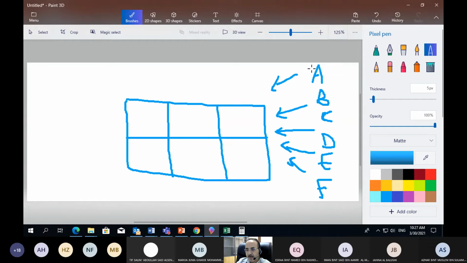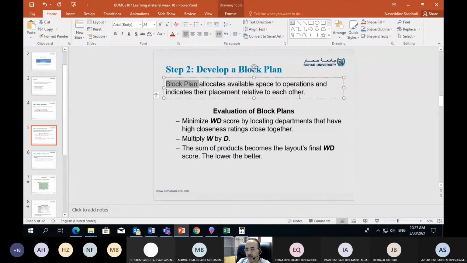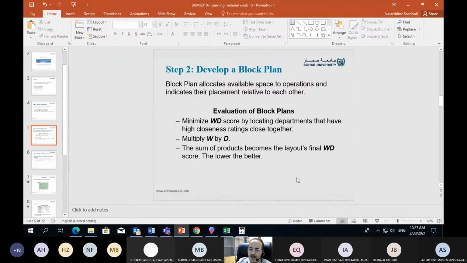These are the available spaces. These are the departments. My decision in coming up with a block plan is deciding where I'm going to put A, where I'm going to put B, where I'm going to put C, where I'm going to put D, where I'm going to put E, and where I'm going to put F. Every allocation gives me a different block plan. So this is one possible block plan. I could have another one that has A, B, C, D, E, F, and so on and so forth. Each one of these is a block plan. That's what a block plan is. It's an allocation of the space to the operations or to the departments.